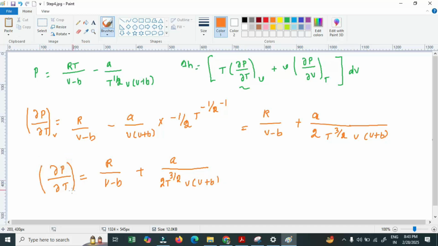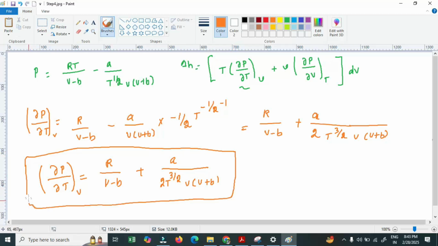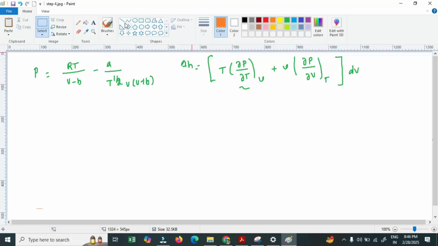Okay. Now one part is done. Similarly, let me do it for this term also. I want to find dou P by dou V. Okay. Now let us try with the second.